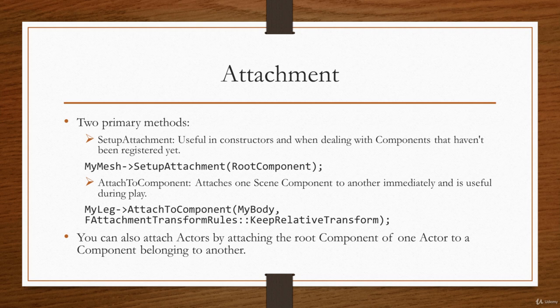So attached to component, you also have attached to actor and various other things. But you can see this one is a bit longer. You specify what you want to attach to, and then you have this if attachment transform rules, those two colons, and then keep relative transform. Now the attachment rules describe how we want to handle the transforms and welding when we do the attachment.